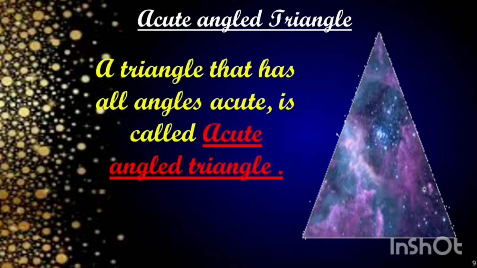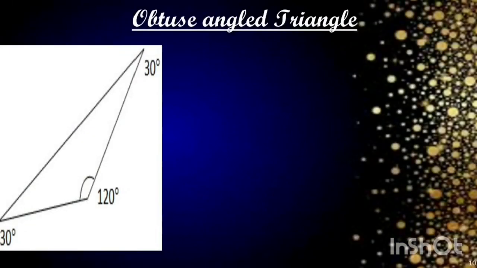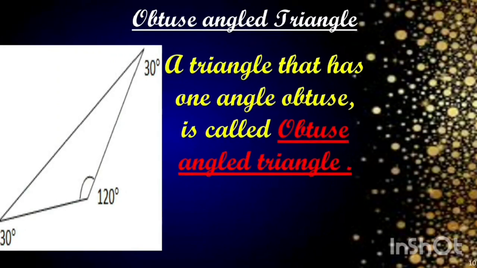Acute Angle Triangles are those triangles where all the angles are acute, that is less than 90 degree. So, in a triangle, if all the angles are less than 90, we call them Acute Angle Triangle. Similarly, our next is Obtuse Angle Triangle. A triangle that has one angle obtuse, we call it Obtuse Angle Triangle. Please note, we can't have more than one angle obtuse in our triangle.